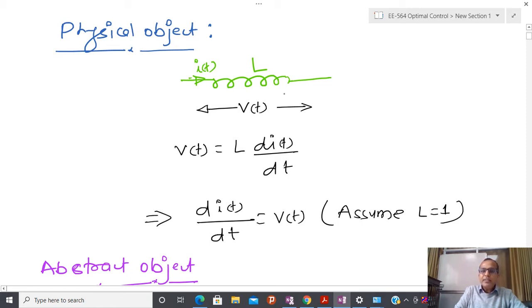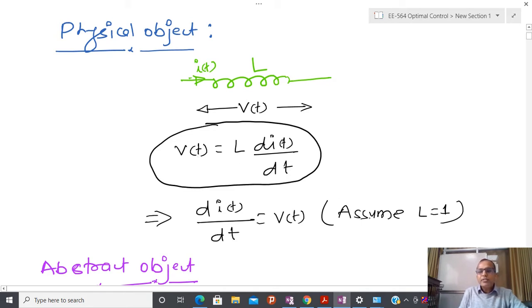And if you see here very carefully, if I have a current which is varying with respect to time, and it passes through this particular inductor, then I can relate the voltage and current across this inductor L by using this kind of differential equation: L di(t)/dt = v(t). For simplicity, if you put L equal to 1, then I have this kind of equation.